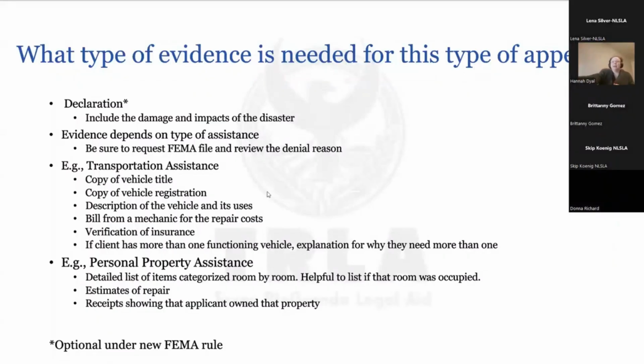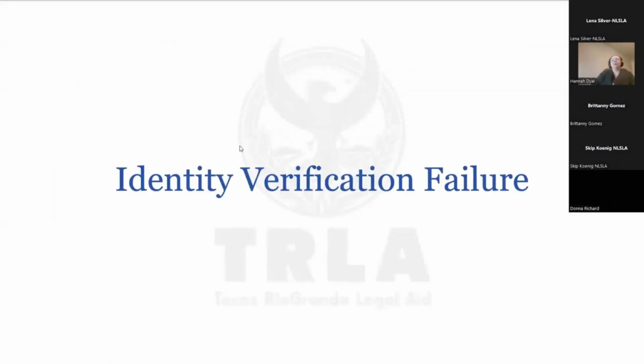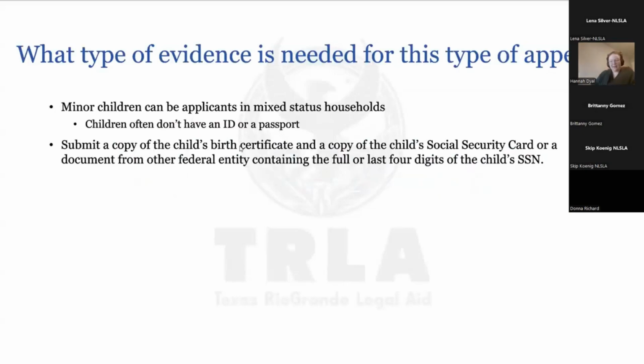So next slide. IDV fail. This is a common one when there's a mixed status family. So again, as we've gone over at length, a child, a 6-month-old, could be considered the head of the household for the purposes of FEMA assistance, but children often don't have an ID or a passport. So FEMA has to verify that they are eligible and that they're a citizen or a legal permanent resident. And in order to do that, they want to check their social security number and their ID, which if you're 6 months old, you're not going to have that ID.